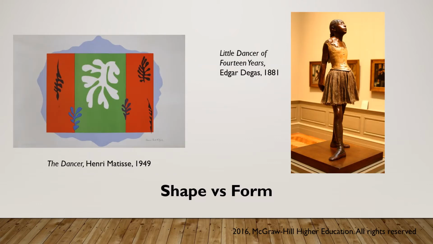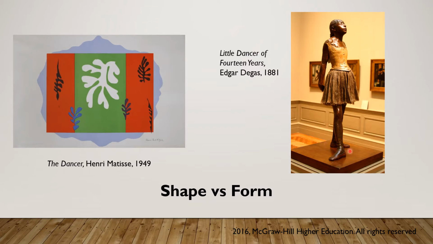Okay, here we have on the left, The Dancer by Henri Matisse, done in 1949. This was during Henri Matisse's what we call cutout period, and he would cut shapes out and then reassemble them into different collages. And so you can see that these are all flat. They're all two-dimensional objects that are then layered on top of one another to create his image.